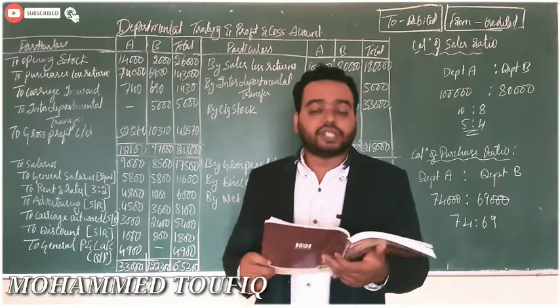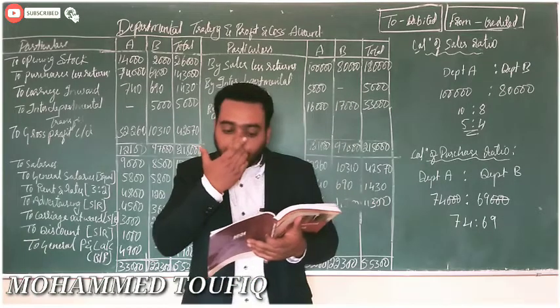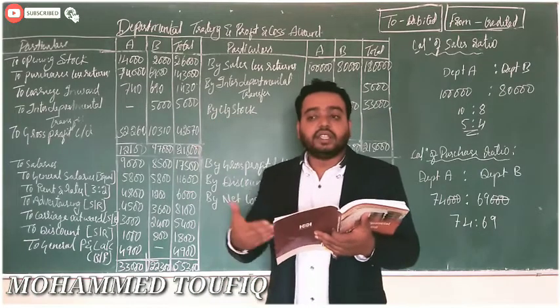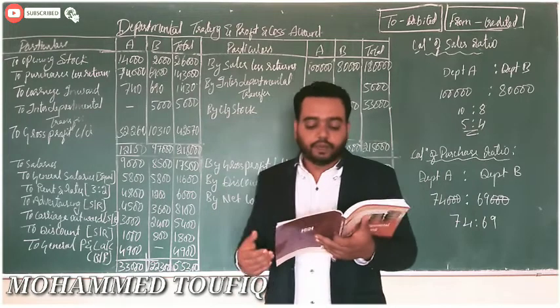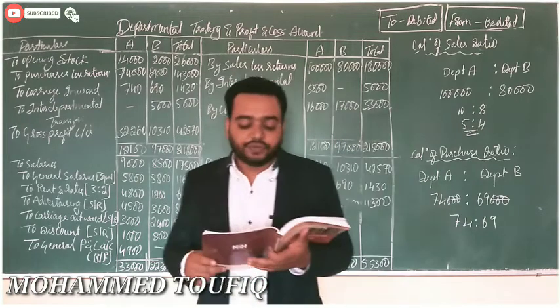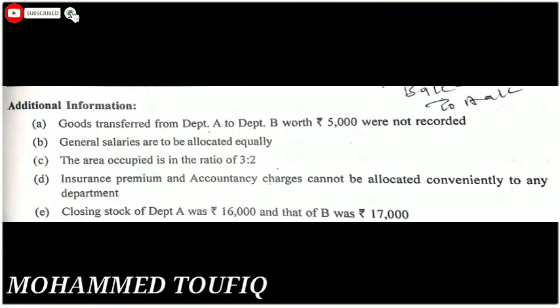And they have given additional information to you. I'll read the additional information one by one. The first additional information: goods transferred from department A to department B worth rupees 5,000 were not recorded. I repeat this: goods transferred from department A to department B worth rupees 5,000 were not recorded.